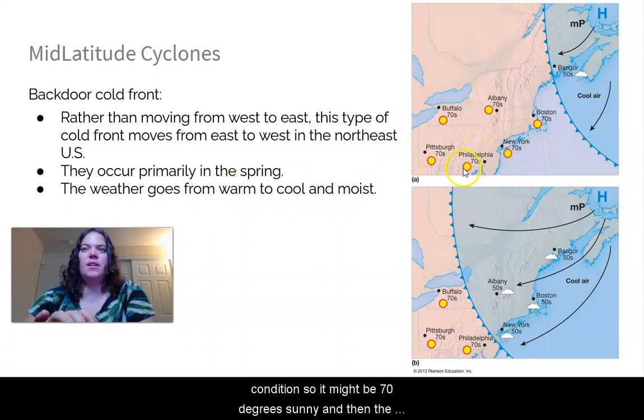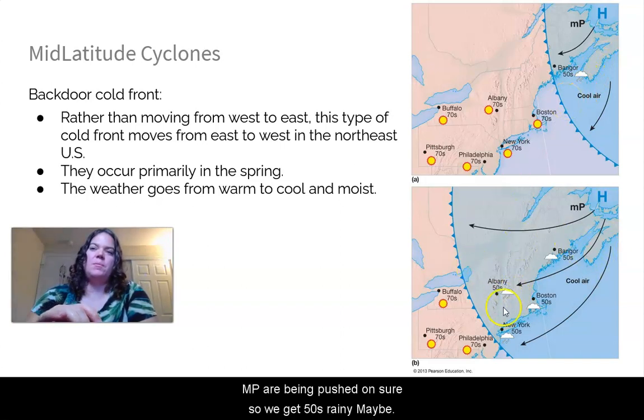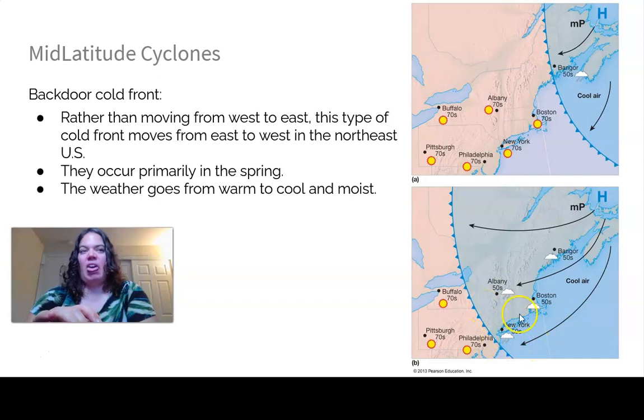So it might be 70 degrees, sunny, and then this backdoor cold front comes from Greenland. It's pushed onto shore. So this is all the MP air being pushed on shore. So we get 50s, rainy maybe, nasty, right?